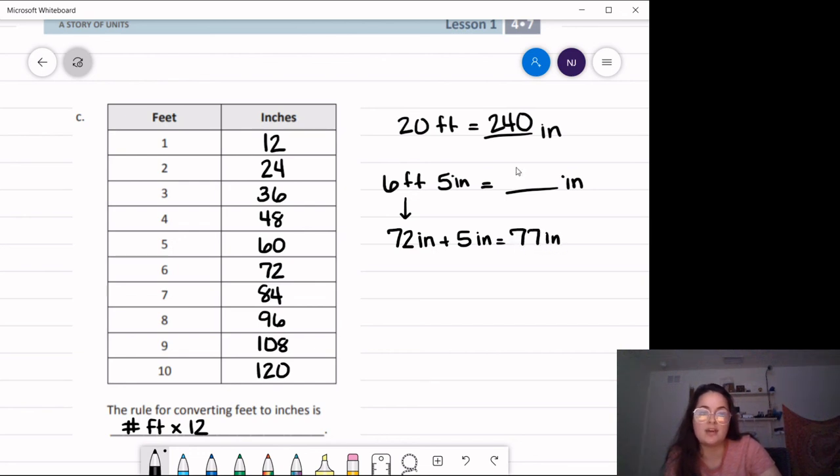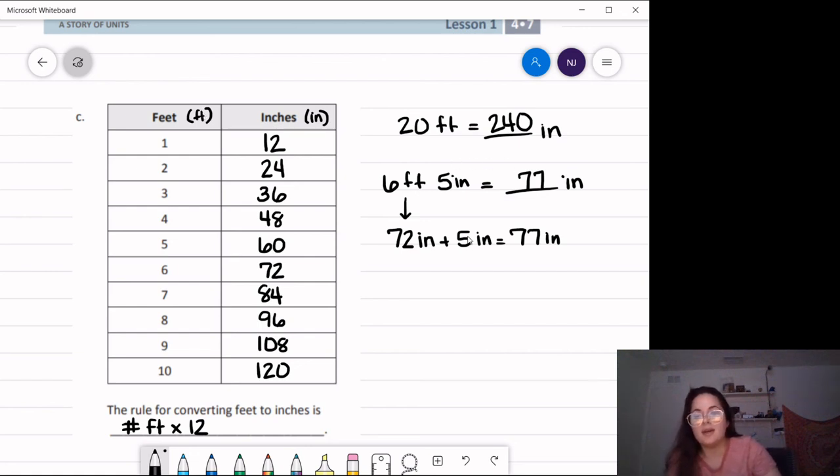77 inches. We can't add units that are not the same. So we have feet and inches. We want it in just inches. So we can't just add 6 plus 5 because feet can't be added to inches. We need to turn feet into inches in order to add. So your little letters for inches would be IN, and then like I said before, feet is FT.